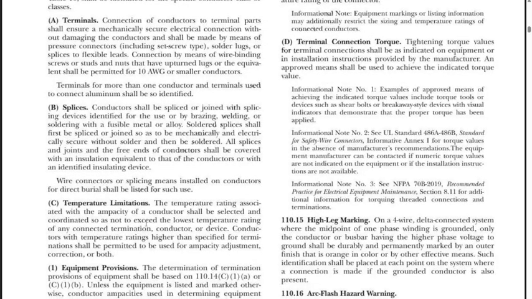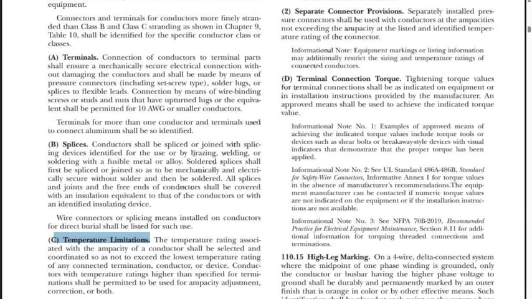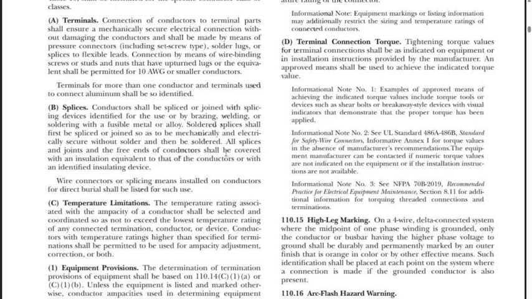I'm going to read splicing and then we'll end it right here. This will be the important part for all of what I've just read. Splices. Conductors shall be spliced or joined with a splicing device identified for the use or by welding, brazing, and all these other means. I'm jumping down to the end of that paragraph. All splices and joints and the free ends of the conductors shall be covered with an insulation equivalent to the conductors and identified insulating devices.